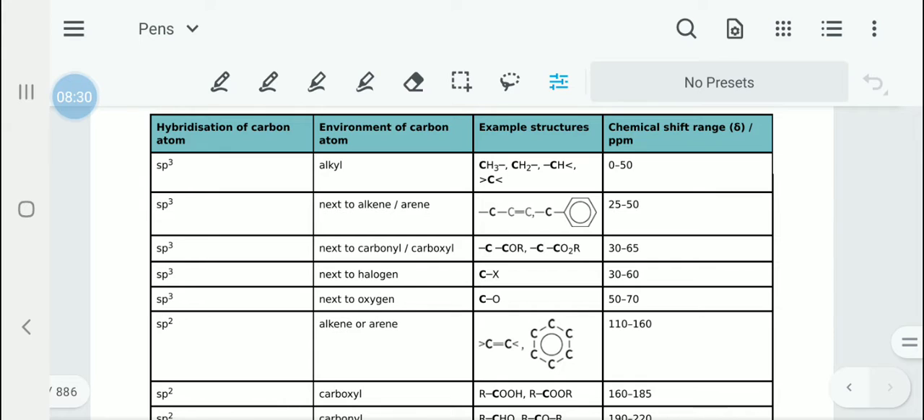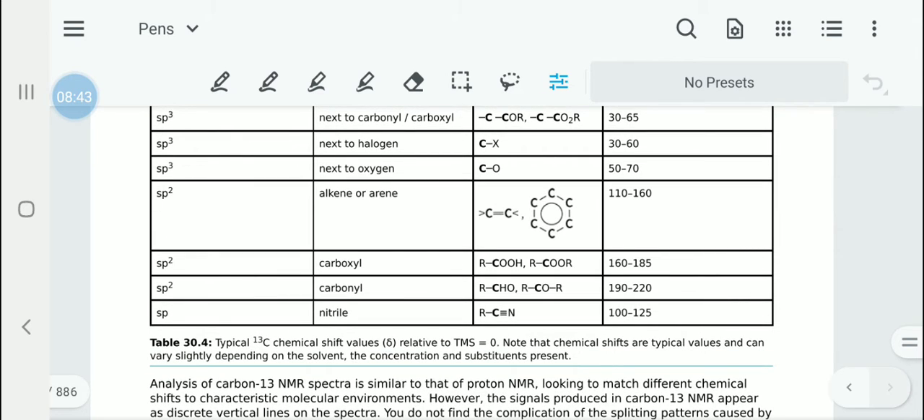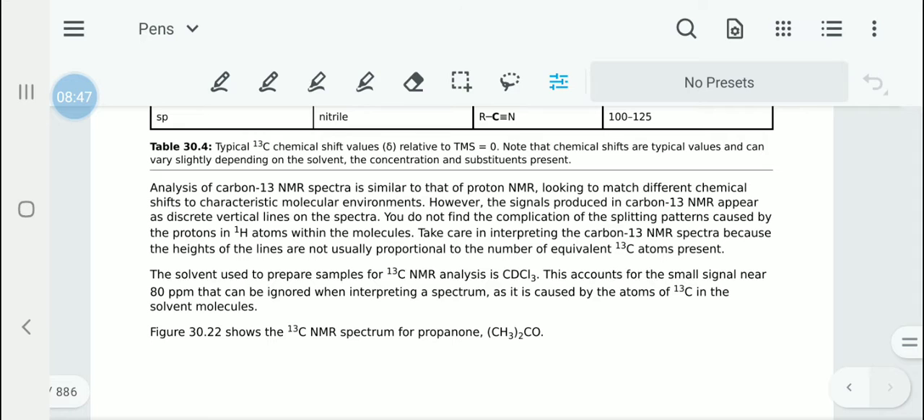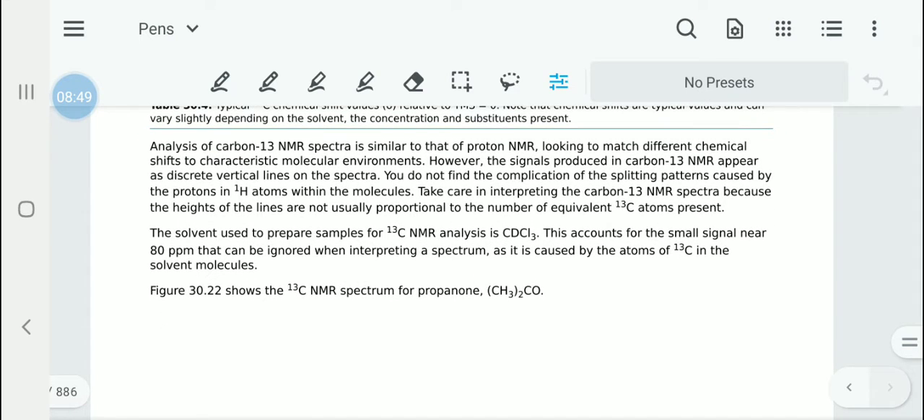So then, if there is such a value, then the chemical shift would be between 0 to 50. Then if it is next to an alkene or arene, then 25 to 50, like that. There is a range of values that would be given, chemical shift values that would be given. So just like the proton NMR, we analyze this carbon-13 and we match the different shifts to that particular environment.